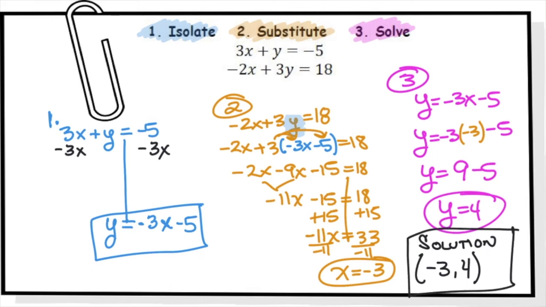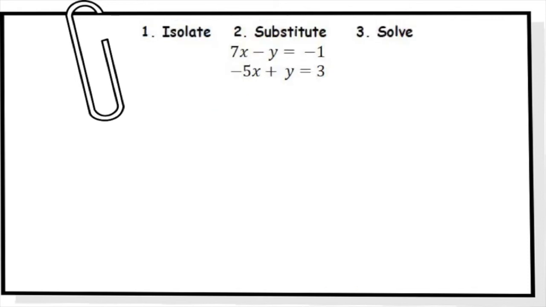We're going to do one more example. This one right here. Let's review our 3 steps that we're going to follow. First, we isolate. Then we substitute. And at last, we solve. Okay. So we are going to start with the isolation.